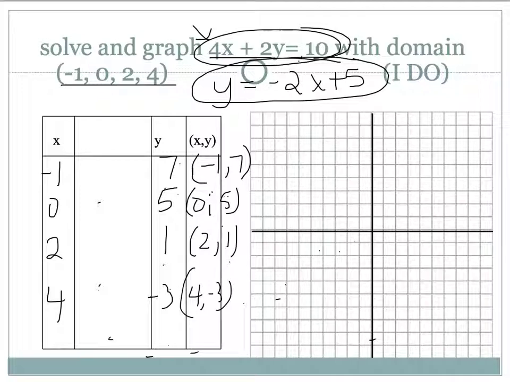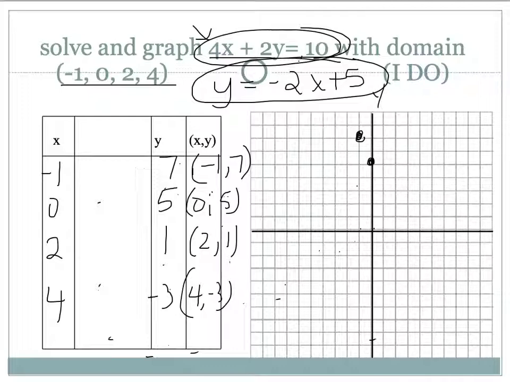Okay, now I'm going to plot them, and I should have a linear equation which will make a straight line. Starting on the x value, I have negative 1, up 7. 1, 2, 3, 4, 5, 6, 7. The second one, 0, 5. 0 on the x, up 5. 1, 2, 3, 4, 5.